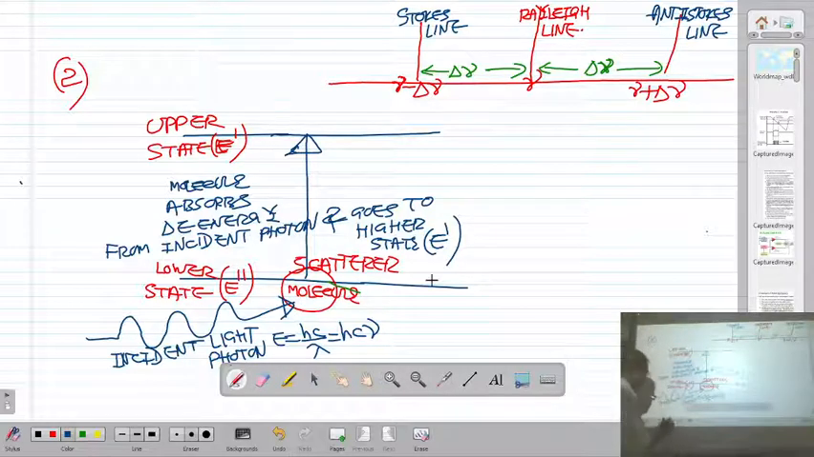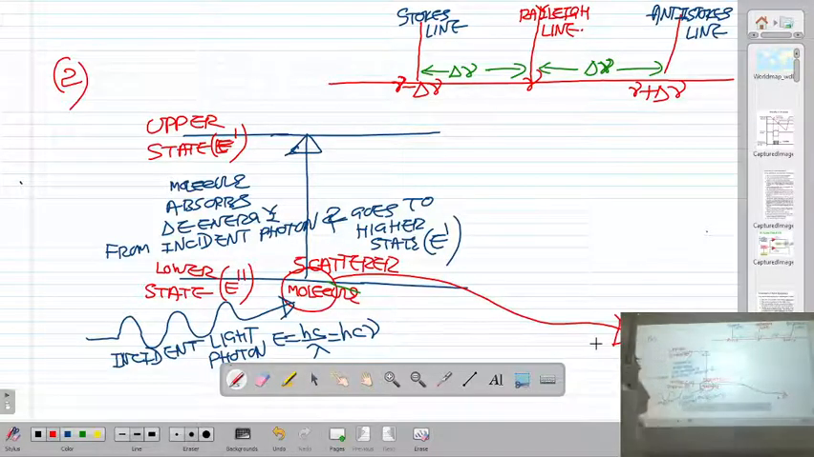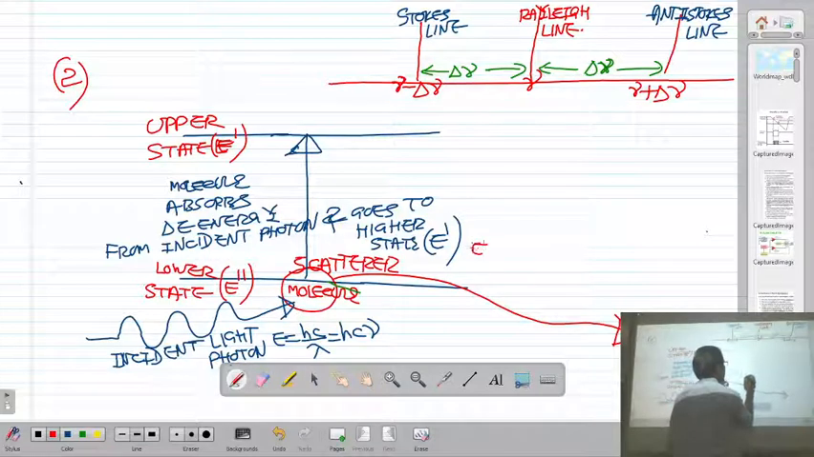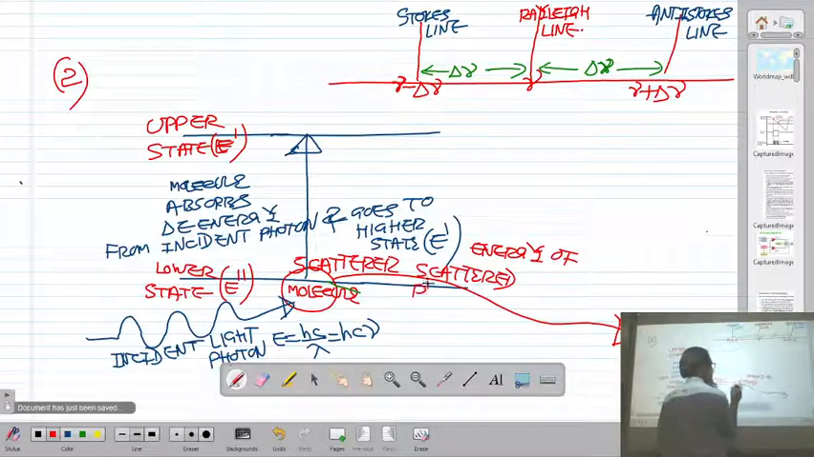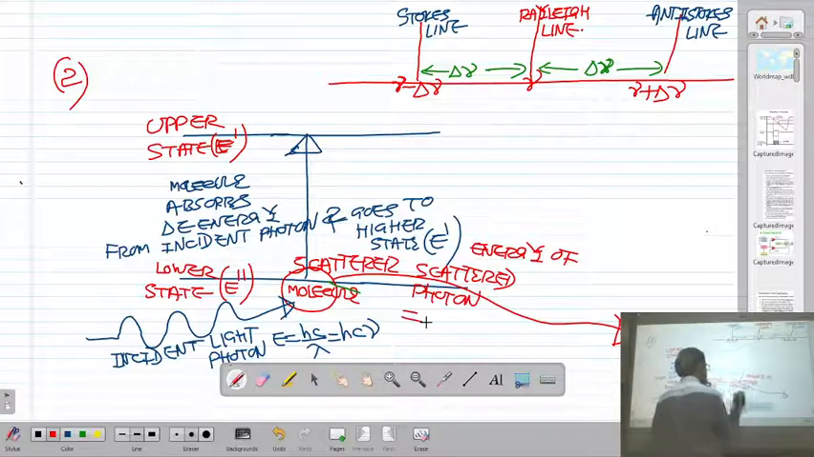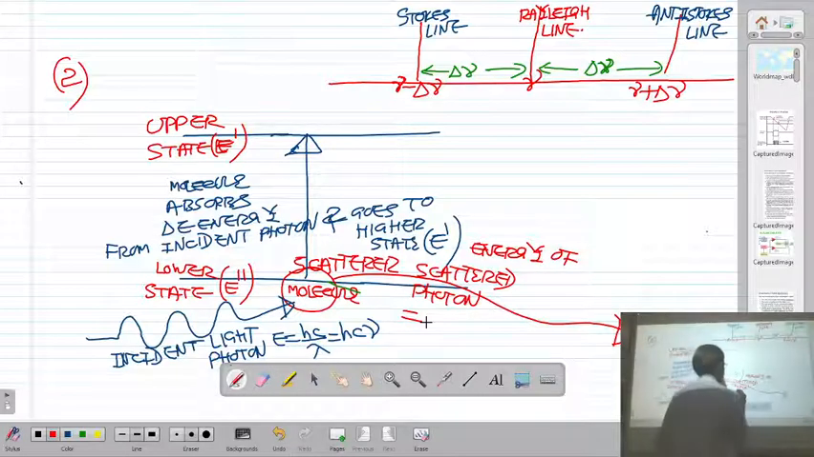Now can you tell me what is the energy of the scattered photon? Please think and tell me what is the energy? What is the energy of the scattered photon? Okay, before collision, what was the energy of the incident photon? Before collision, the energy of the incident photon was hc/λ or hν.